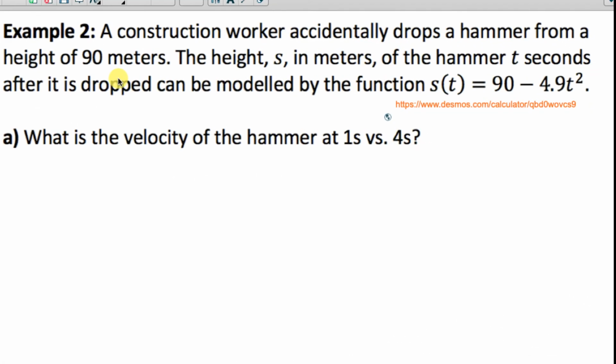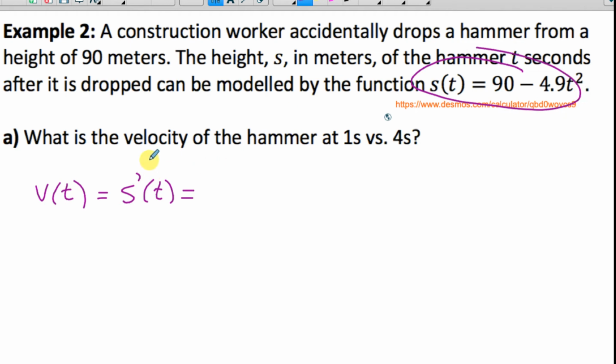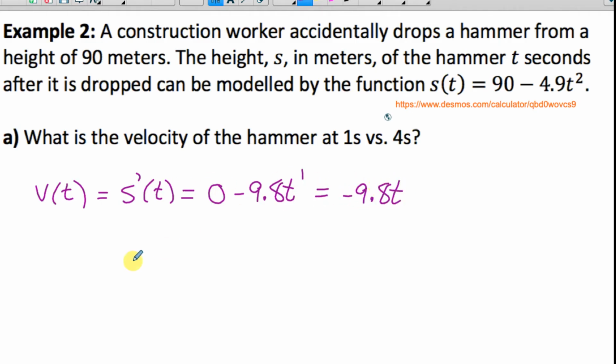The question says, what is the velocity of the hammer at 1 second and 4 seconds? Well, if I want the velocity at a certain number of seconds, velocity is the rate of change of the displacement. So I'm going to need to figure out the first derivative of the displacement. If I differentiate this function, the derivative of 90 is 0, minus the derivative of that power function. 2 times 4.9 is 9.8, t, reduce the exponent by 1. So let's simplify this. It's just negative 9.8t.